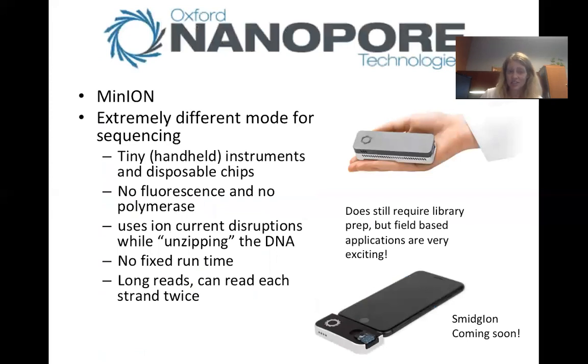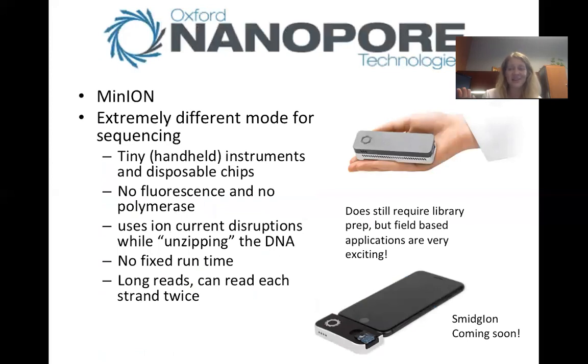Another third generation sequencing company, Oxford Nanopore, has become quite popular. The MinION is one of their flagship products. It's a sequencer so small you can hold it in your hand. I got to see someone demo this at a course a few years ago. It's really neat.